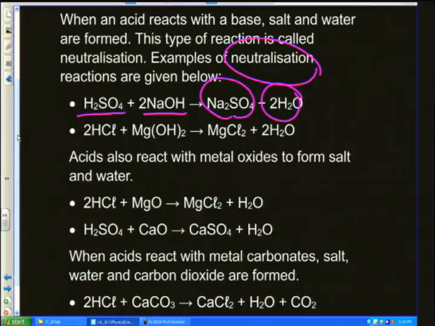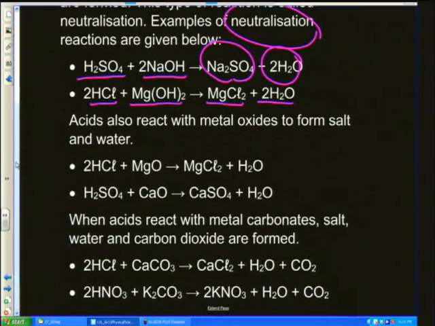So if you have got an acid reacting with a base, we're going to form salt and water. It is the same thing here, hydrochloric acid and magnesium hydroxide. You're forming a salt and water, all right? Acid would also react with metal oxide to form the same, a salt and water. For example, hydrochloric acid with magnesium oxide, giving you magnesium chloride plus water.